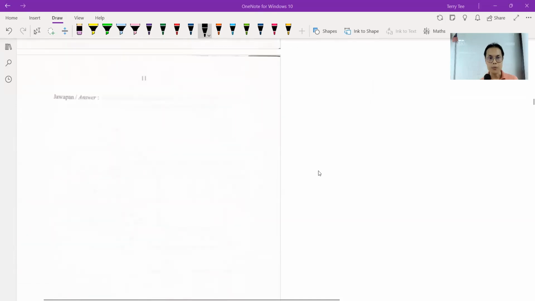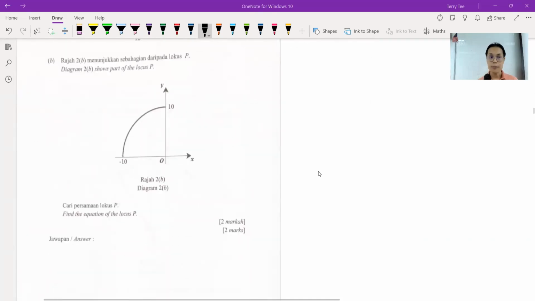Okay, this is just part A. We still have part B. So part B is a very simple question. They give us a part of a locus. Rajah menunjukkan sebahagian dari locus B. Cari persamaan locus. To form the equation of locus, we know that this is a circle, right? And it has a constant distance of 10 units from point O. So we can call the locus B. The distance from point O is constantly 10. Just use the formula for distance.